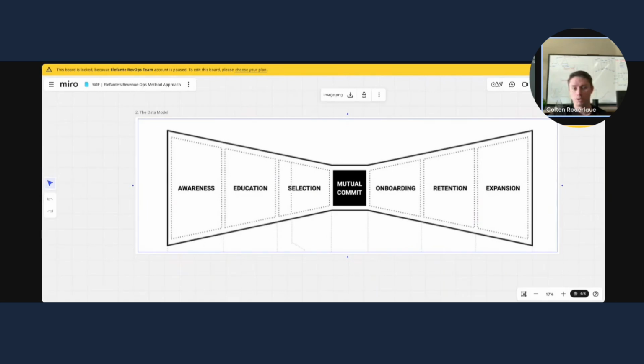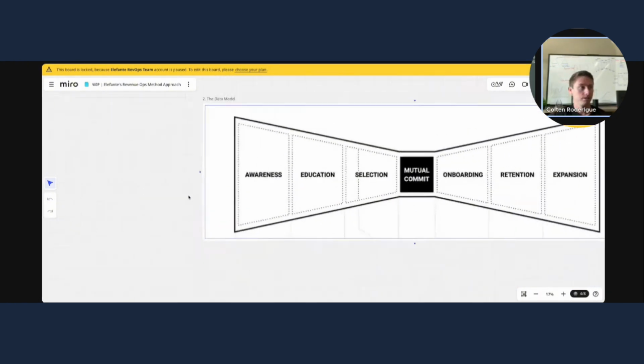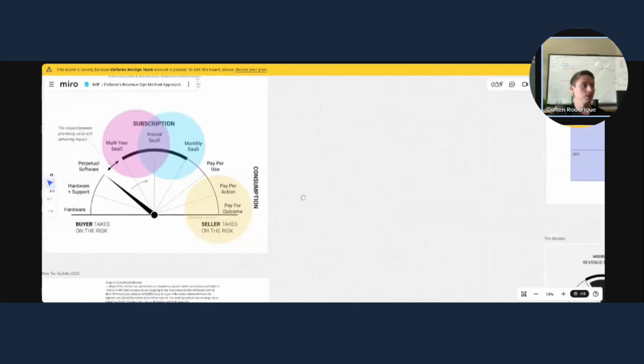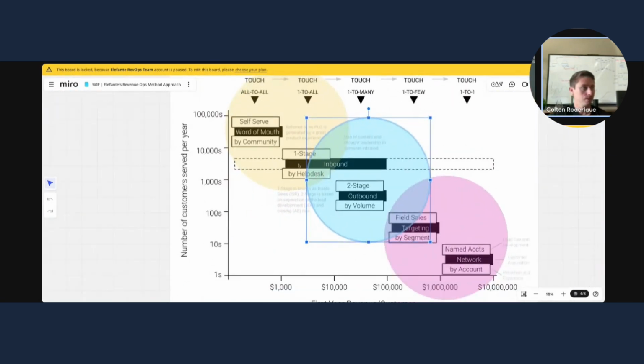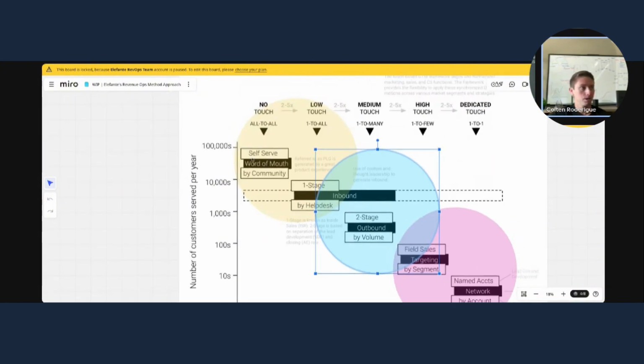That's a no touch motion, right? It's a small product. It's not a huge risk to you as a buyer to purchase Netflix. It's a small thing, right? So that's no touch, right? A low touch, so no touch, we call self-serve. Word of mouth is how we generate leads, and community driven is a big part of it, right?